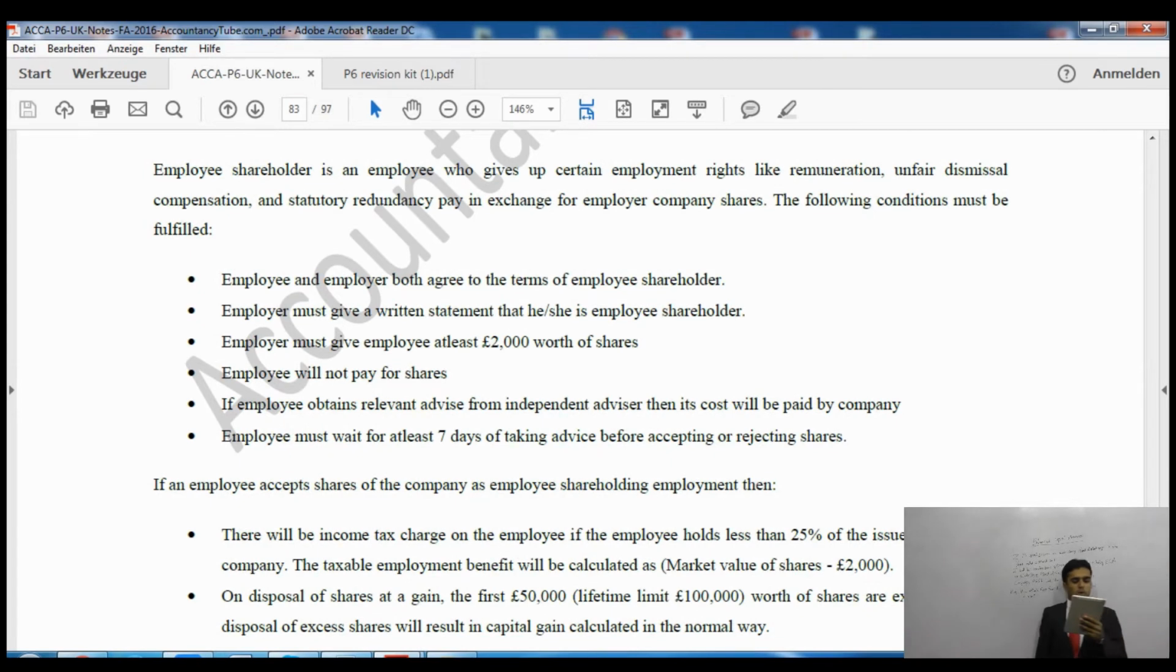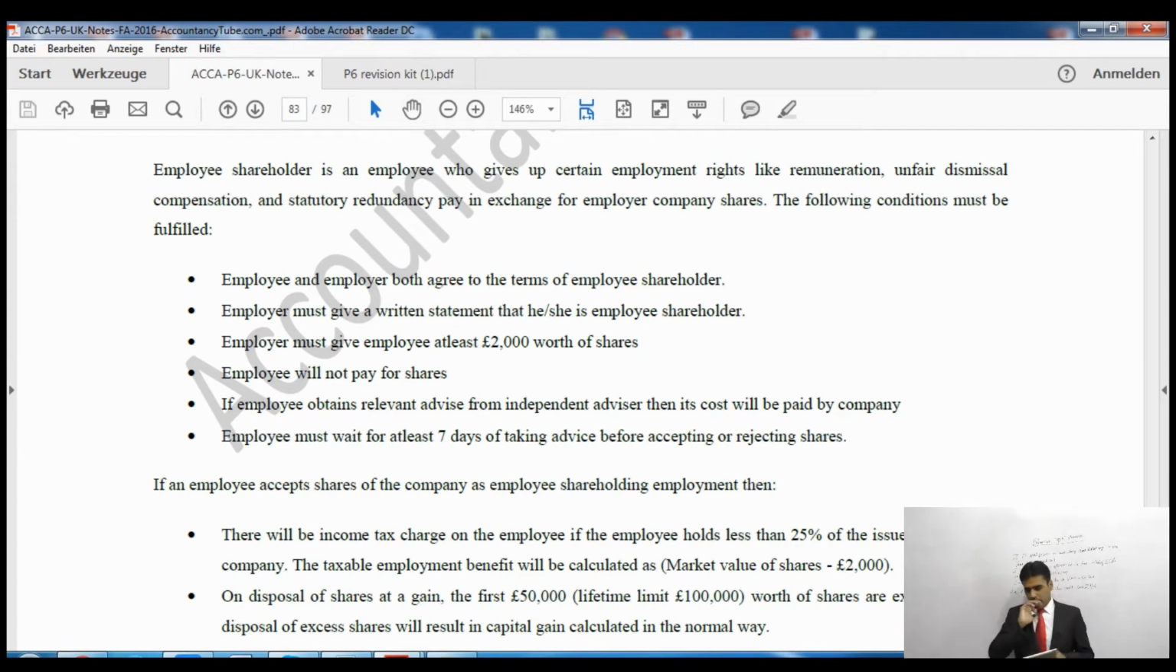An employee shareholder is an employee who gives up certain employment rights like remuneration, unfair dismissal compensation, and statutory redundancy pay in exchange for employer company shares. The following conditions must be fulfilled. So these are the conditions which must be fulfilled. Only then it will be called employee shareholder. Employee and employer both agree, so there must be a contract between them.